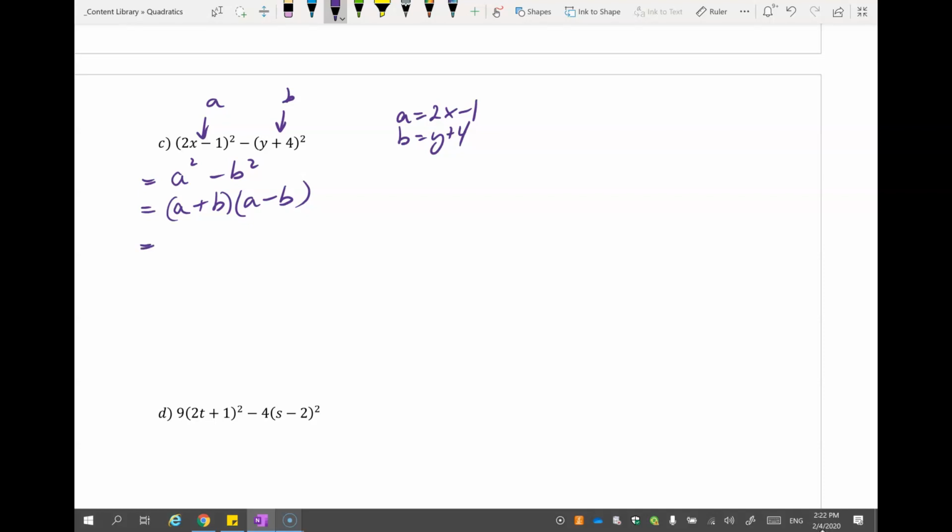Okay, now I can just plug in the 2x minus 1 and the y plus 4 back in. So a was 2x minus 1, b was y plus 4. And I'll do that again for the other set, 2x minus 1, and this time is minus (y plus 4). And then we're going to simplify.